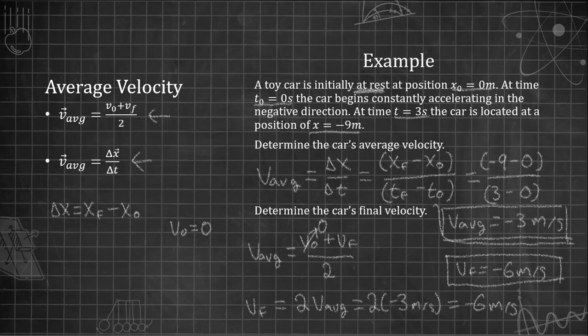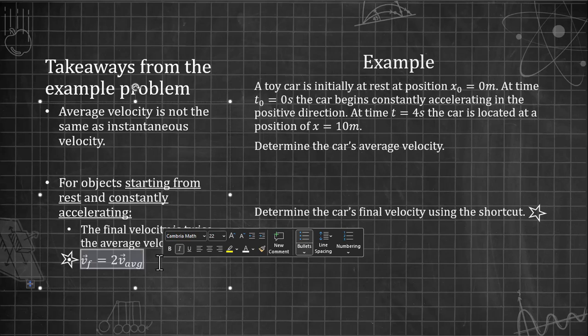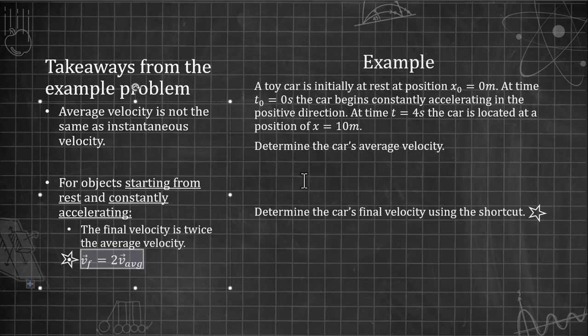And so that brings us to our takeaway here. Average velocity is not the same as something that we call instantaneous velocity. So we saw that the final velocity was not equal to the average value. Something else to note here is that for objects starting from rest and constantly accelerating, the final velocity was twice the average velocity. So let's take one more look at an example where we're going to actually use the shortcut VF equals 2 V average.